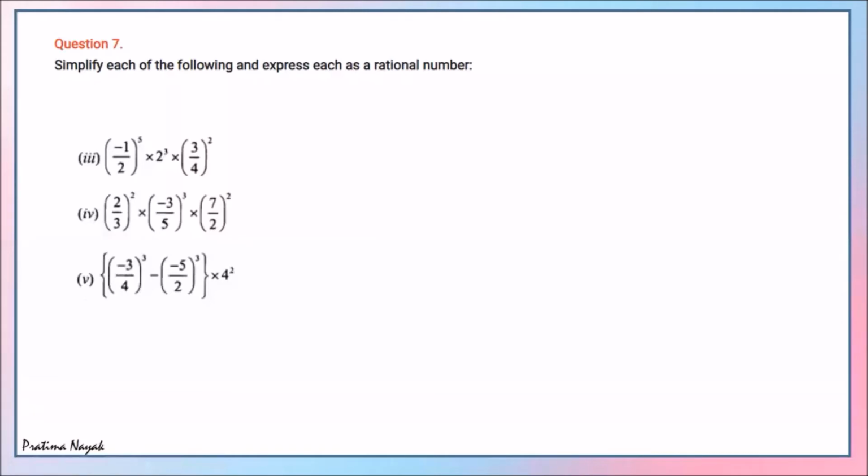So next question, 7 third part, minus 1 by 2 to the power 5, 2 cube, 3 by 4. Here 4 square. So minus 1 to the power 5 will be minus 1. 2 to the power 5 will be 32. Next is 2 to the power 3, 8. And 3 square is 9. Upon 4 square is 16. Now you can cancel: 8 ones are 8, 2s are 8. So it will be minus 9 by 64. Finished.